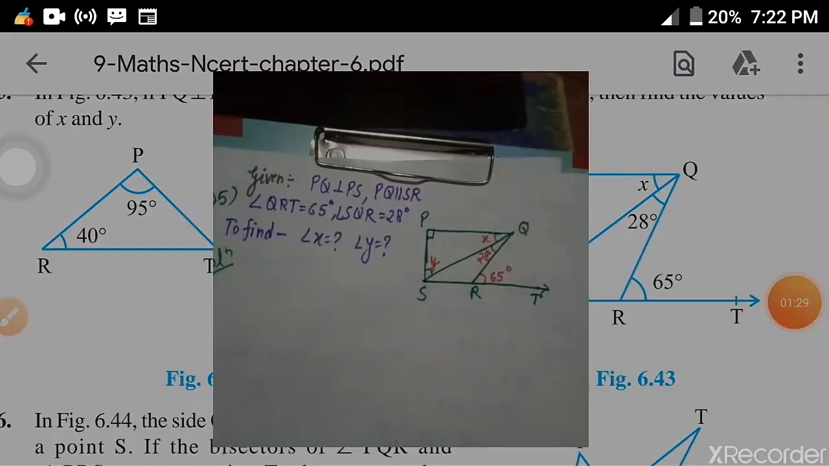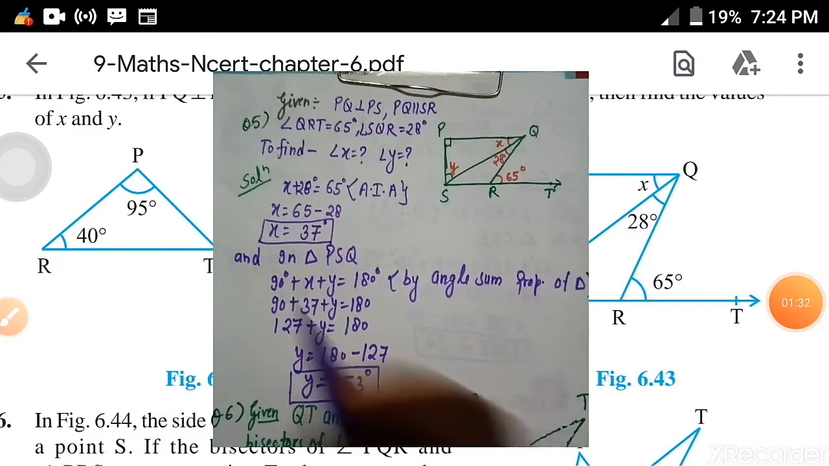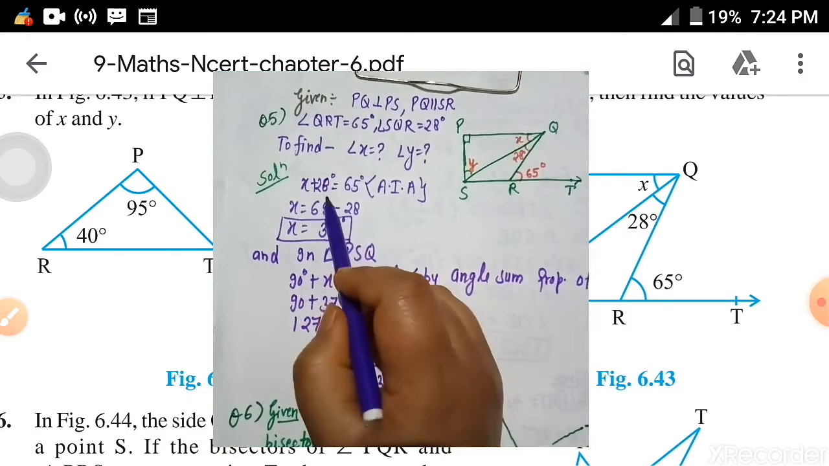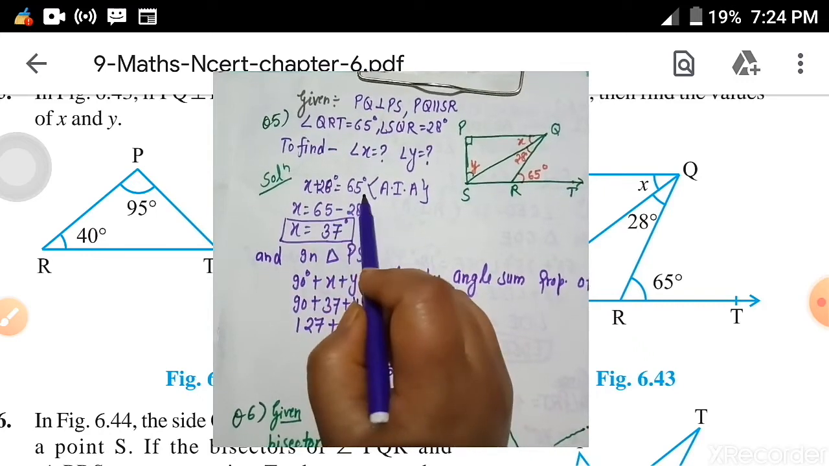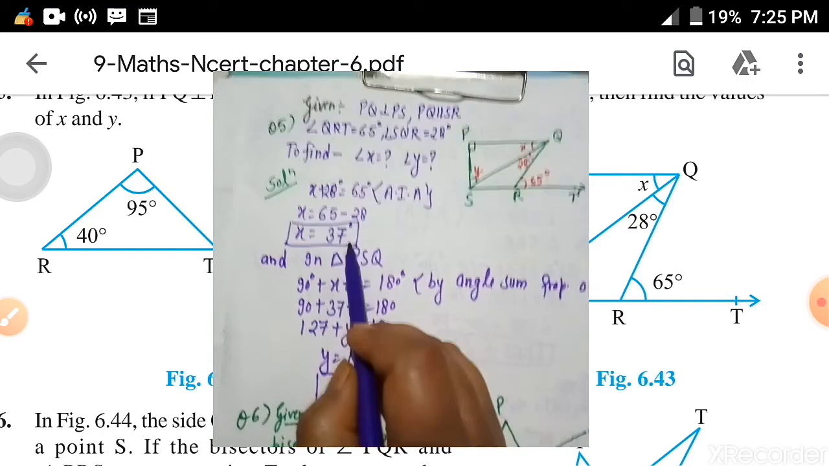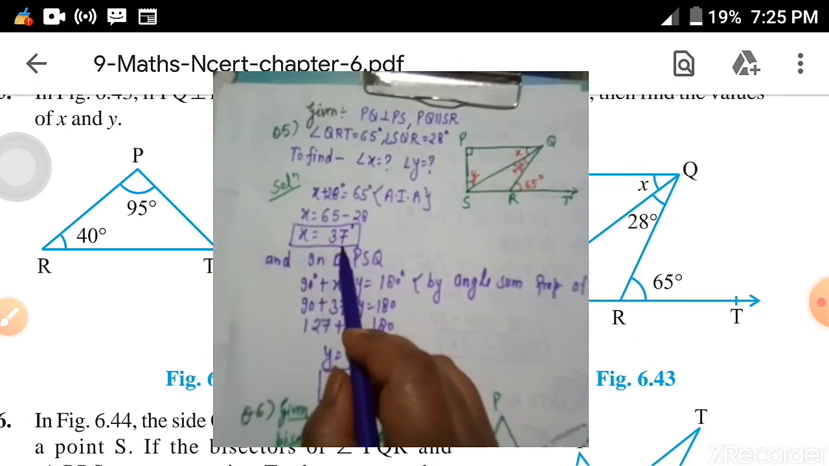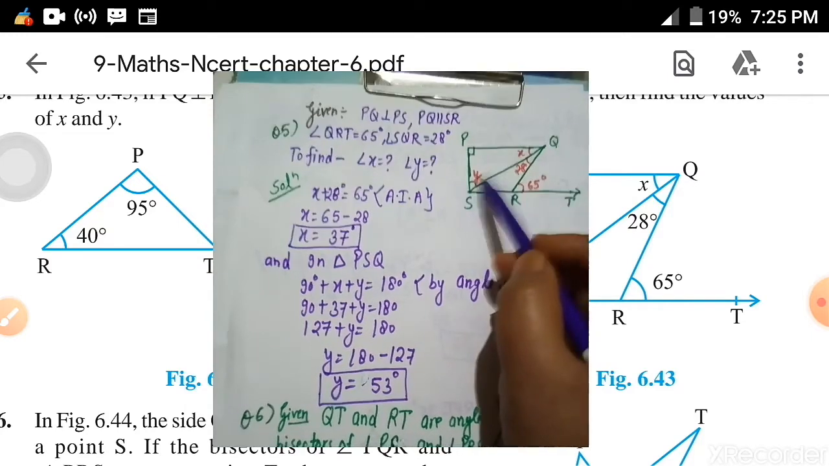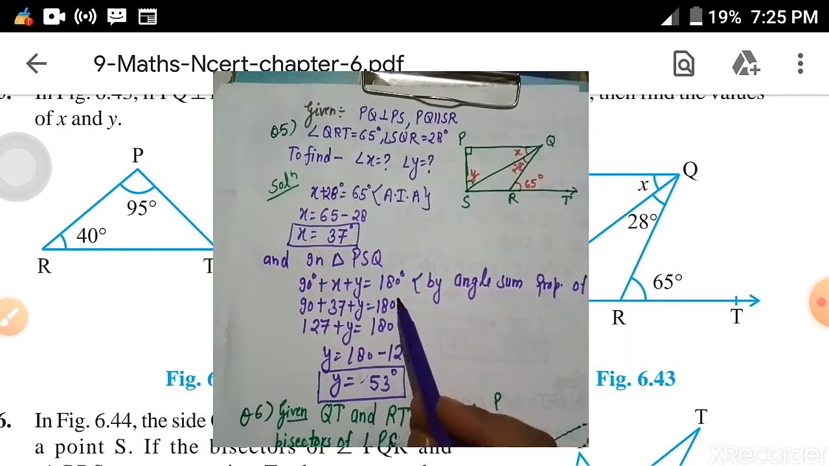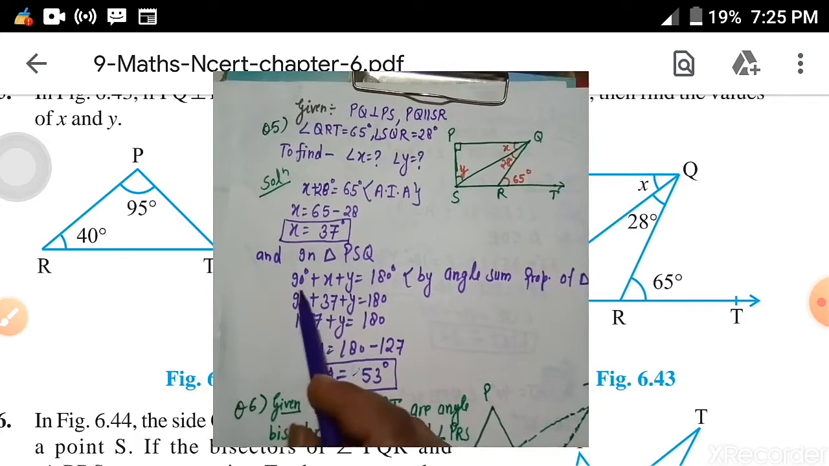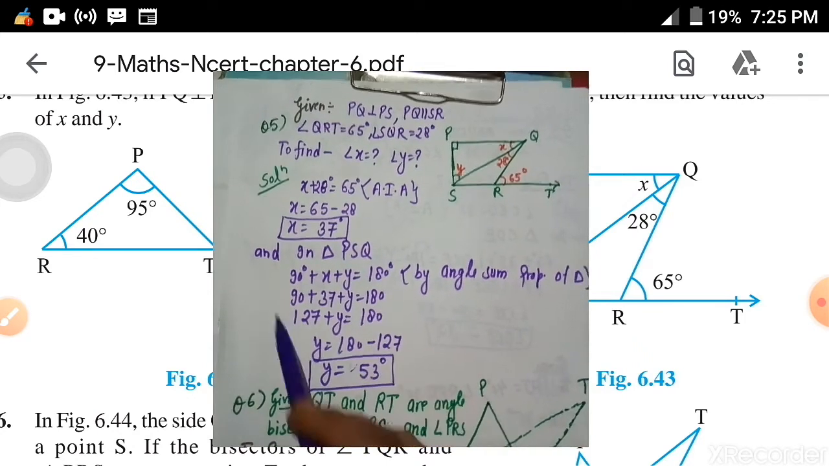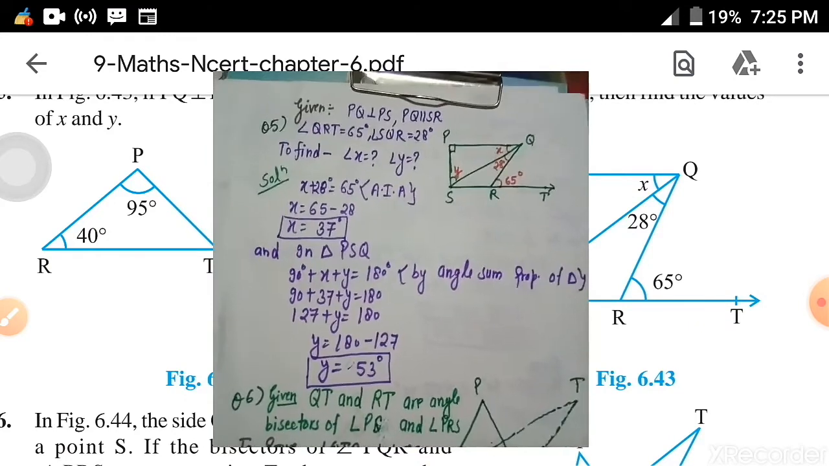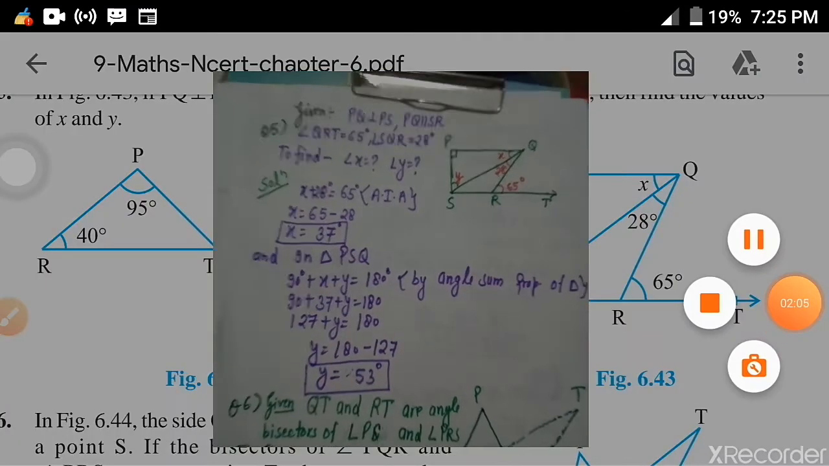So see, I will solve it. See this question, this angle X plus 28 is alternate interior to the 65 degree angle. So X plus 28 equals 65, alternate interior angles. For X, we will subtract 28 from 65, we will get 37. Now in triangle PSQ, angle 90 degrees plus X plus Y is equal to 180 degrees. I have written here by angle sum property of triangle. Now 90, the value of X is 37, and we will solve it and find out the value of Y. It's 53 degrees.